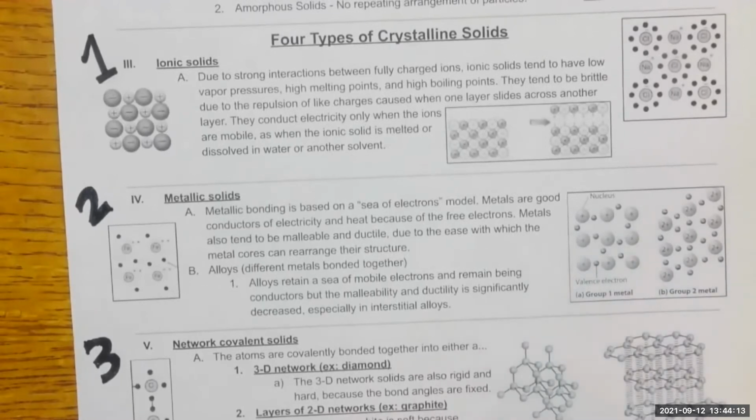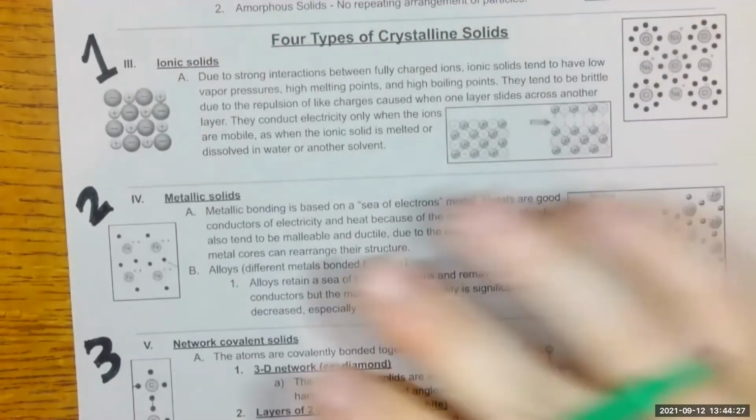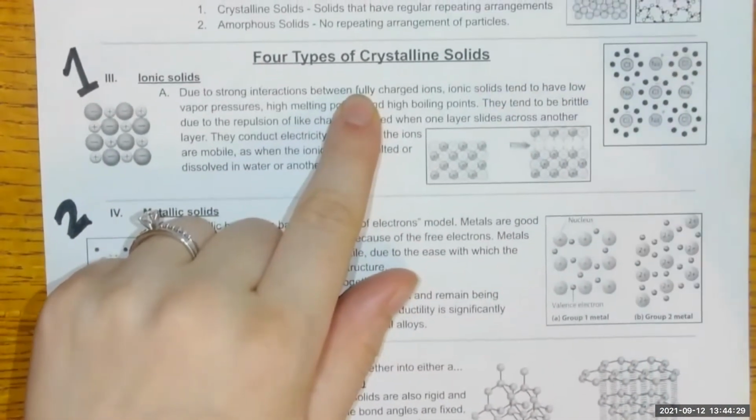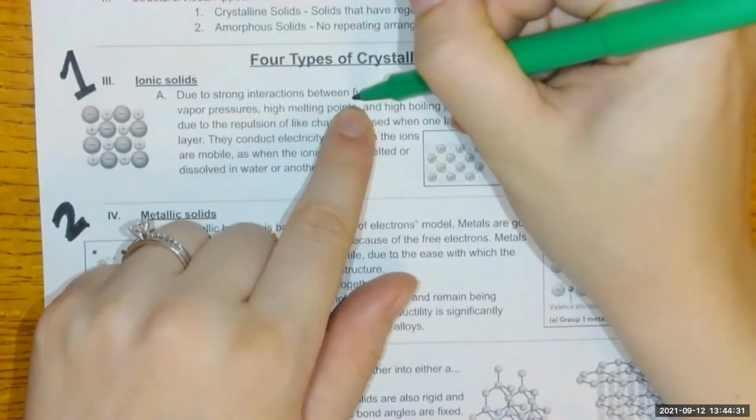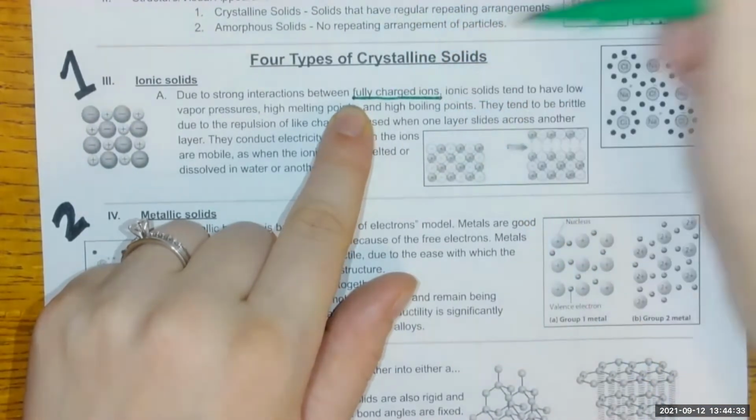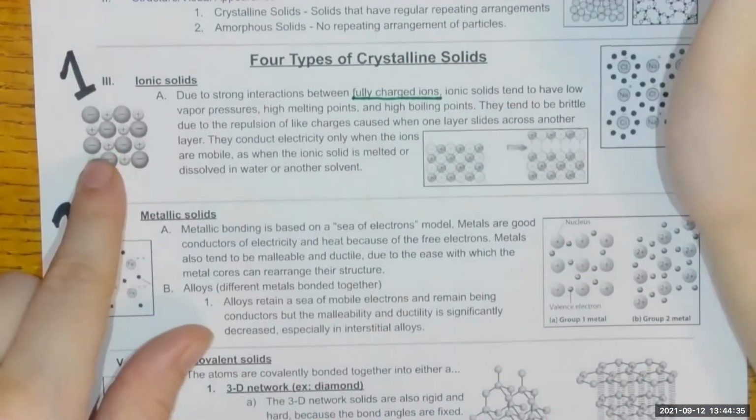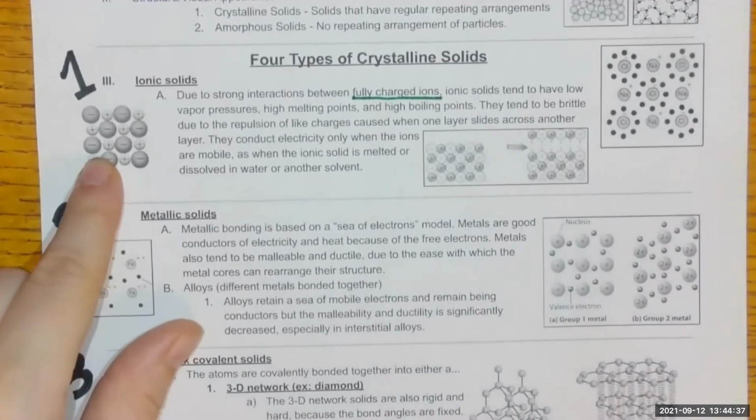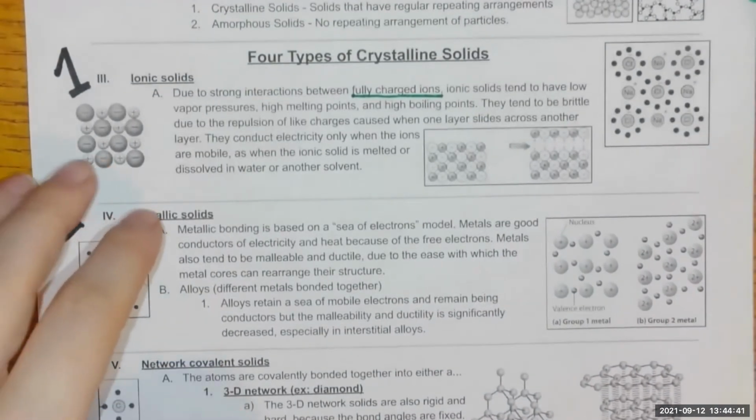So the first one here, ionic solids. Ionic solids are very, very strong, because their interactions, what's holding them together, are fully charged ions. So cations, anions, when you gain or lose electrons, you get that full charge.